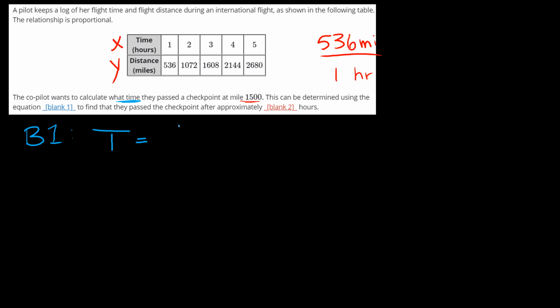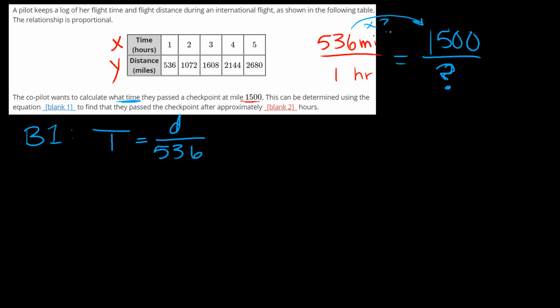If I do the distance divided by 536, that is going to give me how many hours. And if you think about it, I don't know how many hours it's taking me, but I know that they're going 1500 miles. So to go from this 536 to 1500, I need to multiply by something, but I don't know what it is. And since I don't know what it is, we're going to go backwards and do some division. So this is going to be that equation we're using.